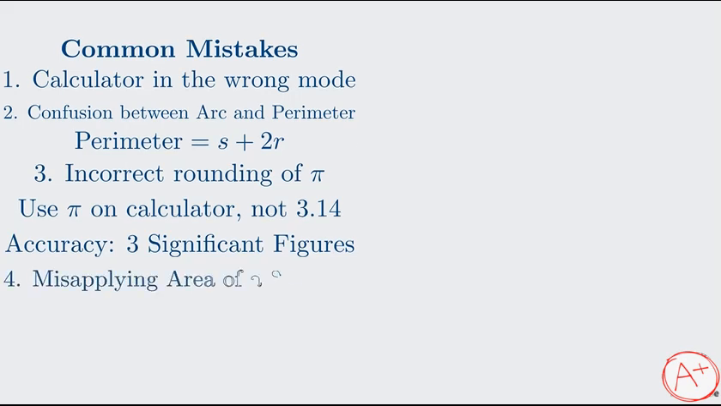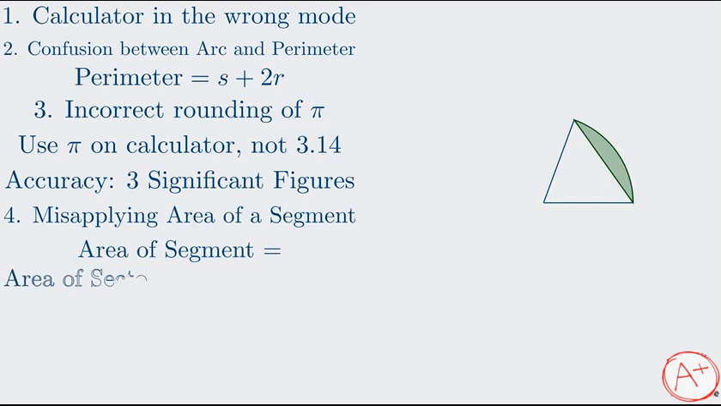Students often confuse the area of a sector with the area of a segment. To find the segment area, you must take the sector area and subtract the area of the triangle formed by the 2 radii and the chord.